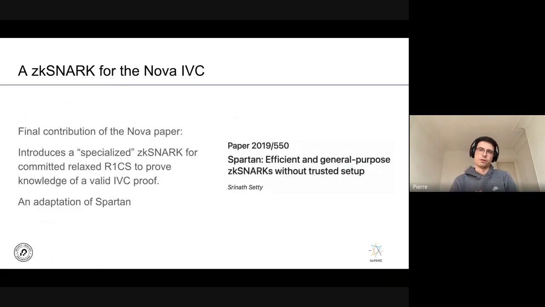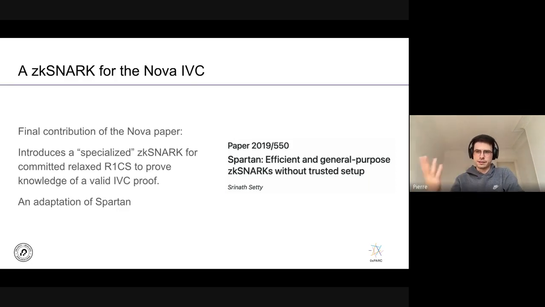However, also introduced in the original Nova paper, the authors proposed a specialized ZK SNARK for the committed relaxed R1CS, which we talked about, which is the special R1CS version that we have using committed witnesses. The authors propose a specialized ZK SNARK for that specific kind of R1CS to prove the knowledge of a valid IVC proof.